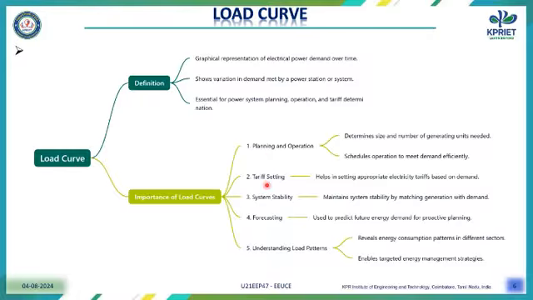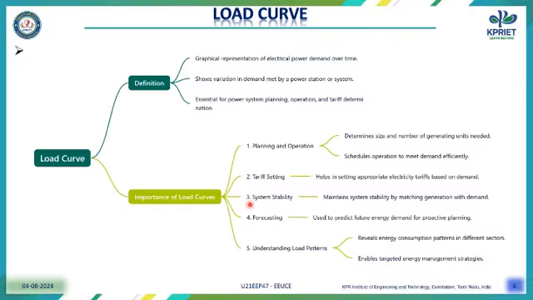There are 5 major important things we need to consider for the load curve. The first one is planning and operation. Determine the size and number of generating units needed. Similarly, schedule operation to meet demand efficiently. It requires that we calculate the load curve. Our second important parameter is tariff setting. It helps in setting appropriate electricity tariffs based on the demand.